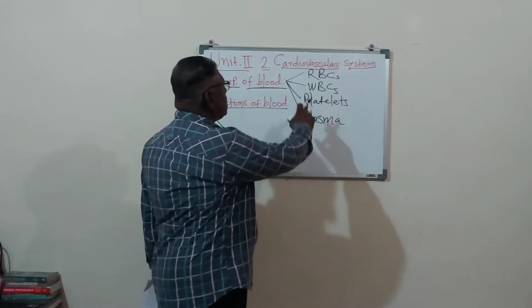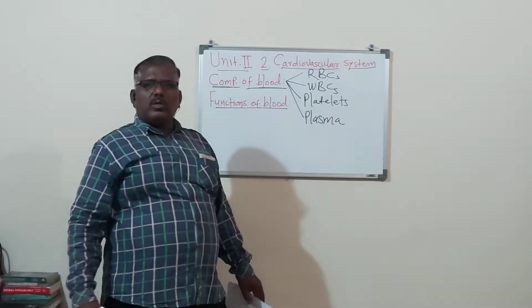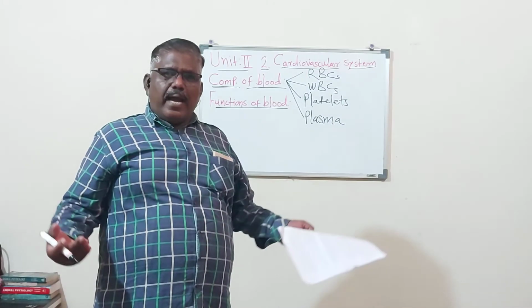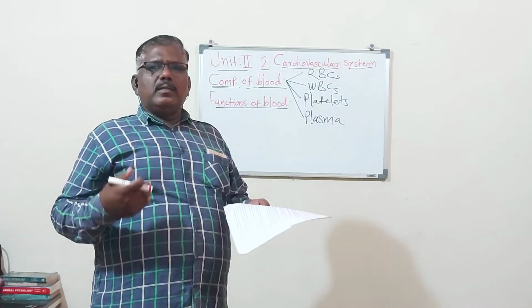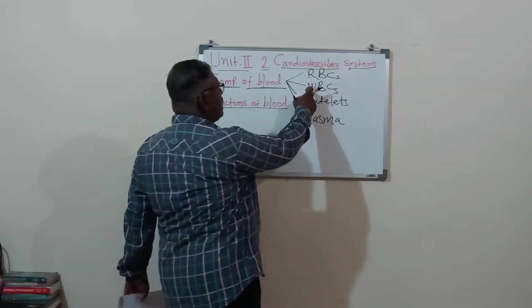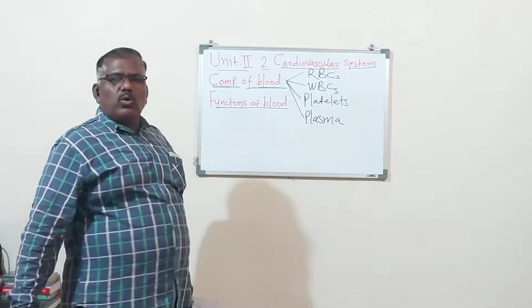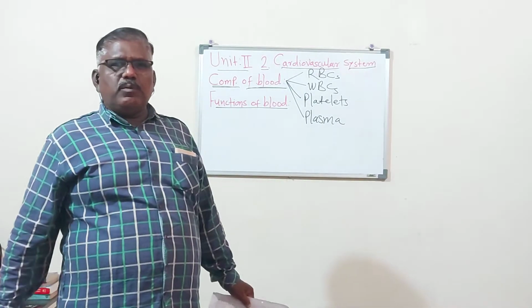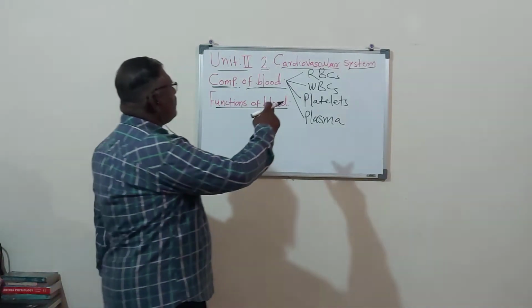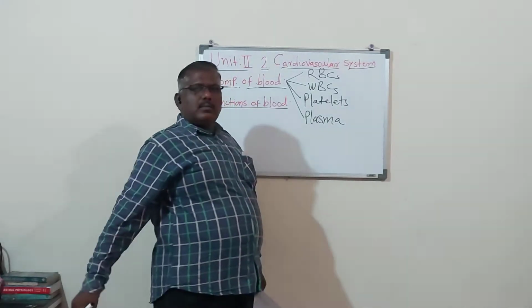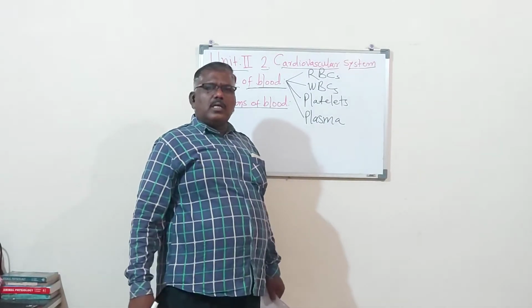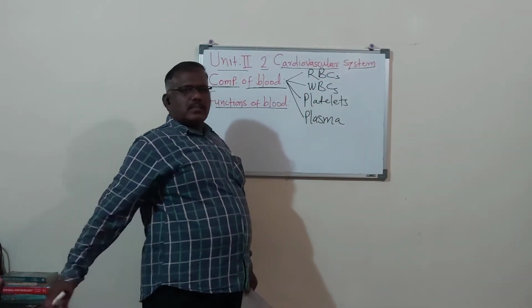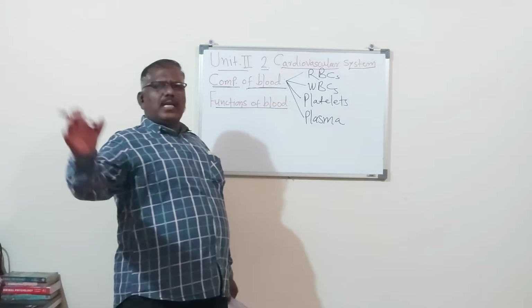Now WBCs, this is concerned about the immune system of our body. When there is any attack of disease in our body, at that time WBCs play their important role as the soldiers to fight with the germs of the diseases. Again the WBCs are of different types: agranulocytes and granulocytes. On the basis of the presence of the nucleus, these WBCs are further classified into different types.